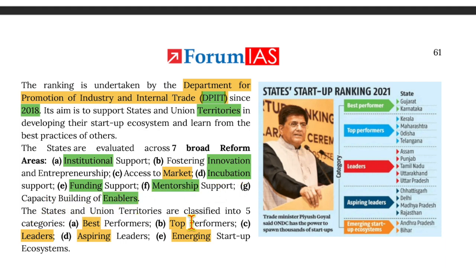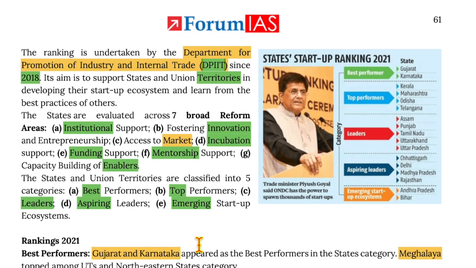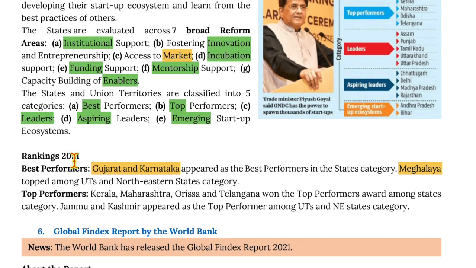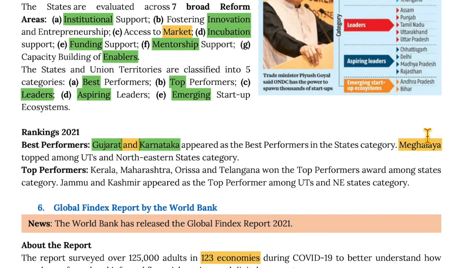The states and the union territories are classified into 5 categories: best performers, top performers, leaders, aspiring leaders, and emerging startup ecosystems. In the 2021 ranking, the best performers were Gujarat and Karnataka in the state category. Meghalaya topped among union territories and northeastern states.